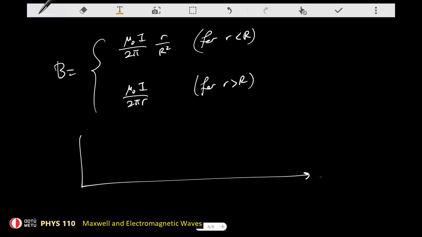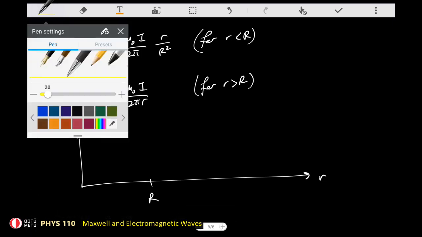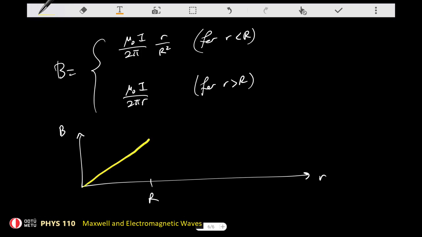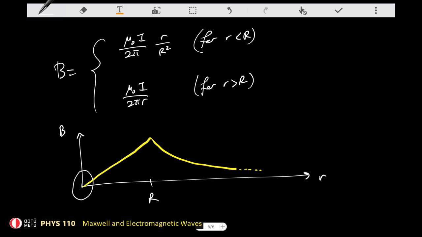I can also draw the dependence of the magnetic field on distance. Let me use a thick yellow curve. Inside, the magnetic field increases linearly with distance, and outside it has this typical 1 over r behavior, so it just goes to 0 continuously. It is nice to check that, of course. Right at the center, the magnetic field is 0, so that's the center of symmetry, and 0 is the only possible value. It is also nice to check that the magnetic field is continuous, so it changes continuously. There is no jump discontinuity in there.